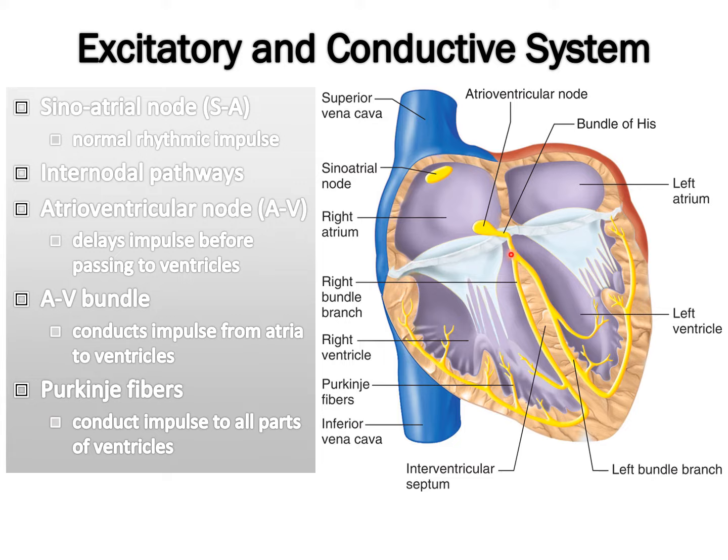The electricity goes down through the bundles and then around through the Purkinje fibers, so you have electricity from the bottom up to the top, and therefore squeezing of blood from the bottom up to the top, out through the ventricles.